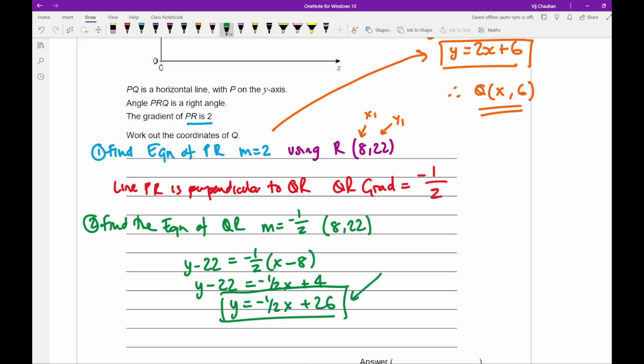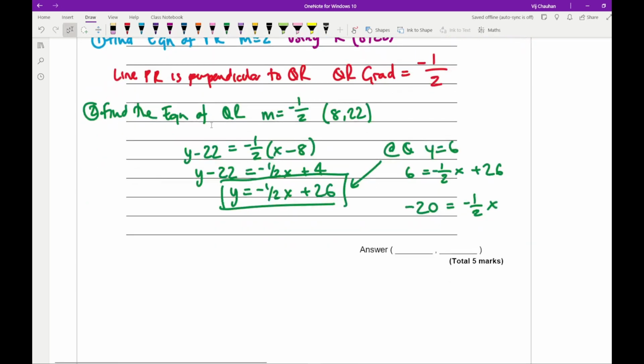Now at Q, y equals 6. So to find x, what I need to do is just make the equation equal to 6. So 6 equals minus a half x plus 26. Take the 26 over, end up with minus 20 equals minus a half x. Take the half over to the other side and I end up with x equals 40. So now I've got my coordinate of Q, which has an x ordinate of 40 and a y ordinate of 6.